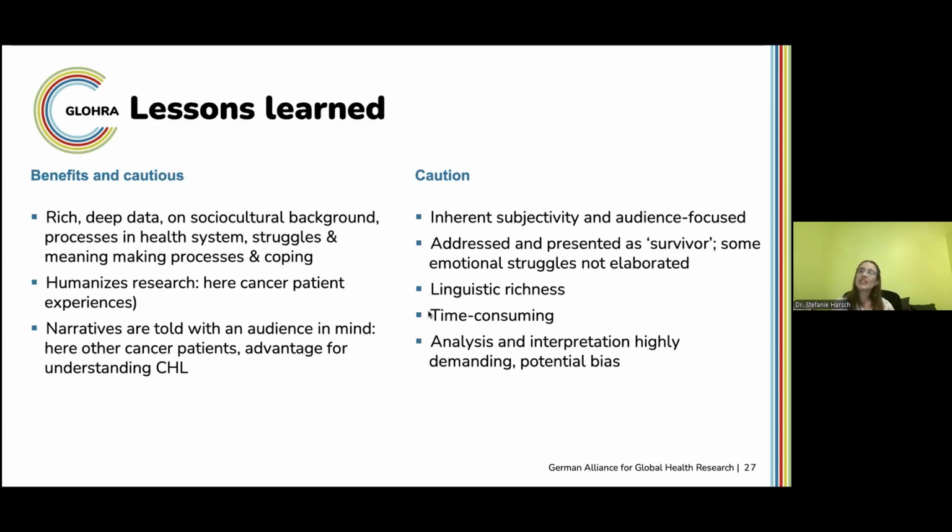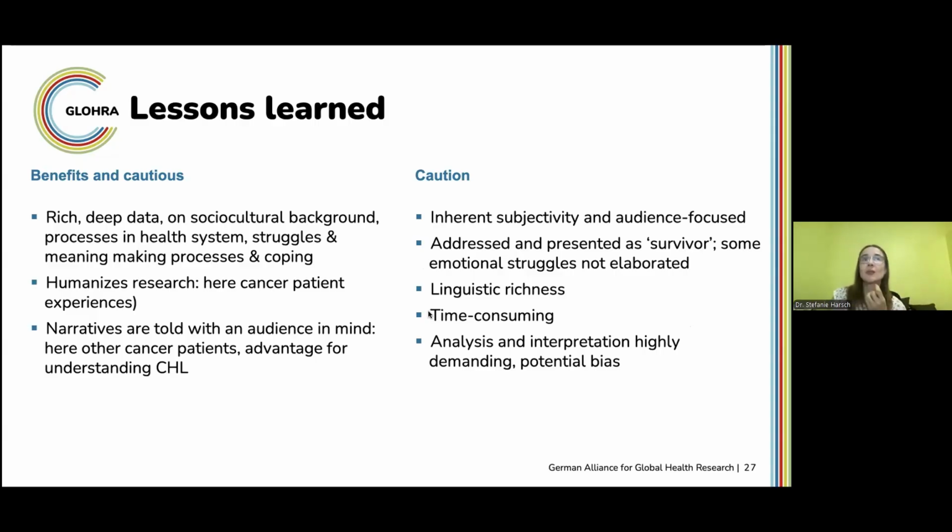So what were some of the lessons learned from narratives? For sure, any approach, also narratives, has its shortcomings. Overall, we definitely could see that we could generate rich and deep data on social cultural background, processes in the healthcare system, the struggles, meaning-making processes, and the coping mechanisms. It was really humanized research here because we included the cancer patient experiences.